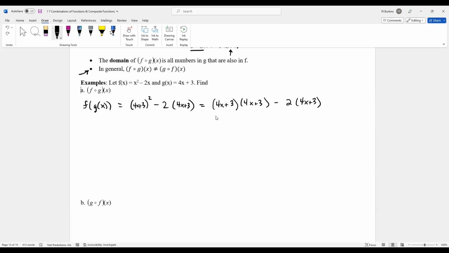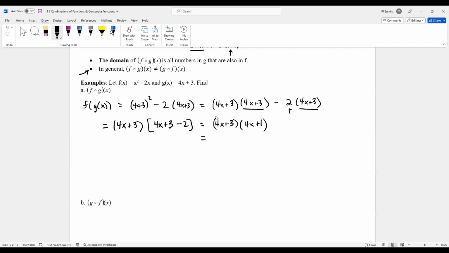So notice this is something times 4x plus 3 minus something times 4x plus 3. So to me, that says, you know what? Let's take a 4x plus 3 out. What's left? Well, there's a 4x plus 3, and then there's a minus 2. So now I have 4x plus 3 times 4x plus 1. Now I can just do the FOIL for these two, and I'll get the same result as if I had multiplied it all out in the other case.